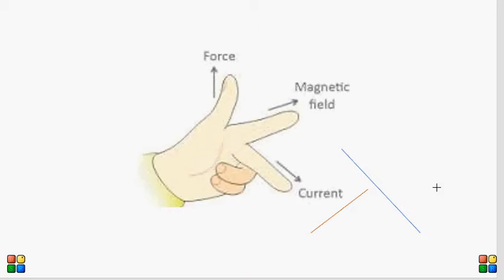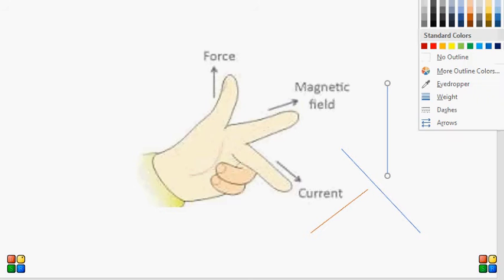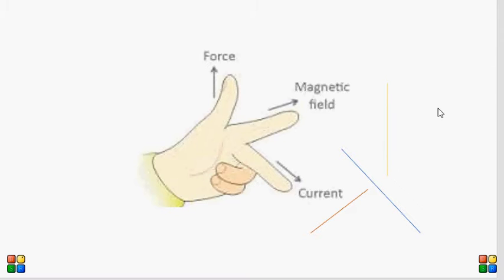In this direction, the yellow is the force. This one is the magnetic field, and this one is the current. This thing is the conductor, and this is the current flowing through the conductor, and this is the direction of the magnetic field, and this is the force produced if you pass current and a magnetic field in this way.